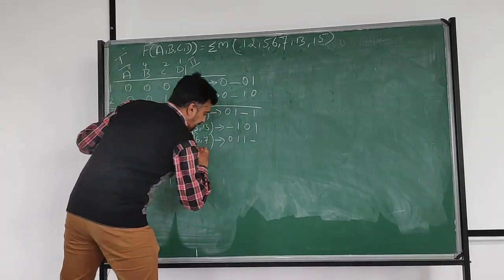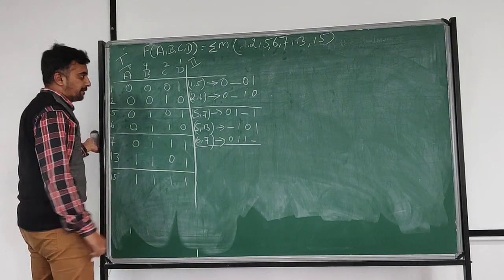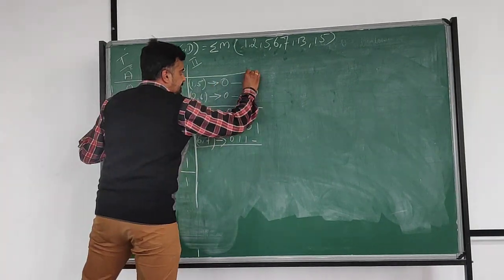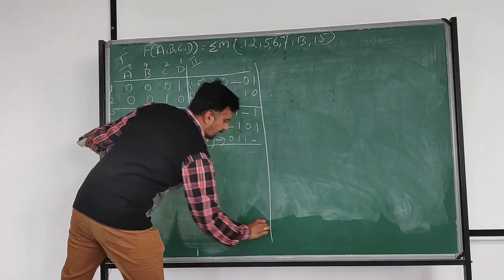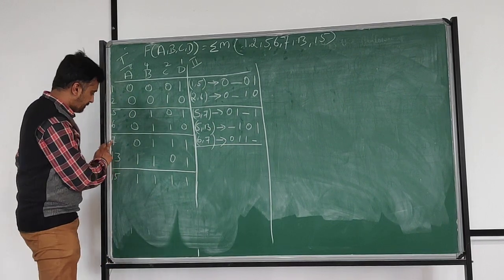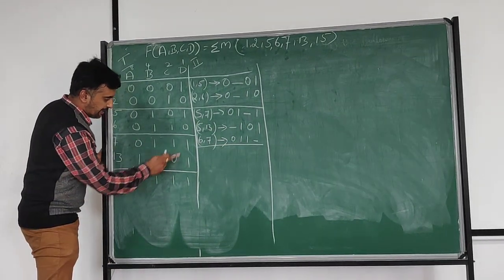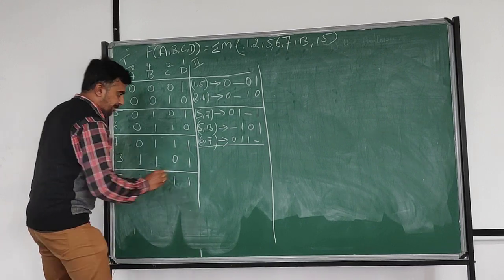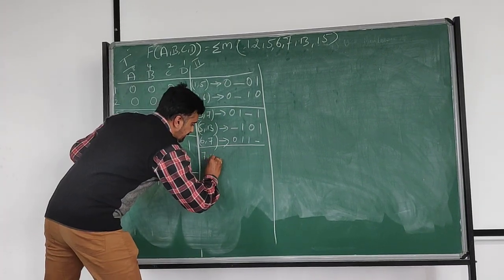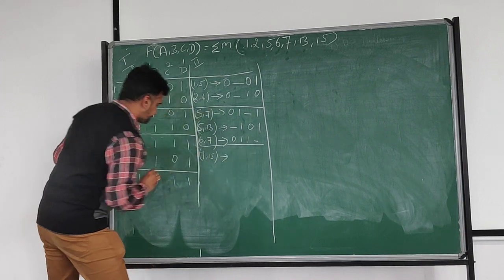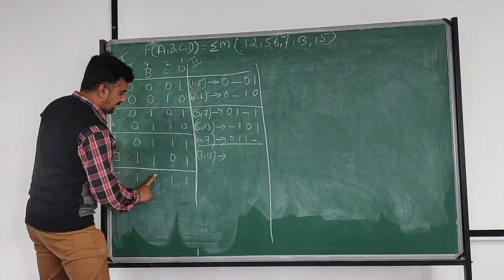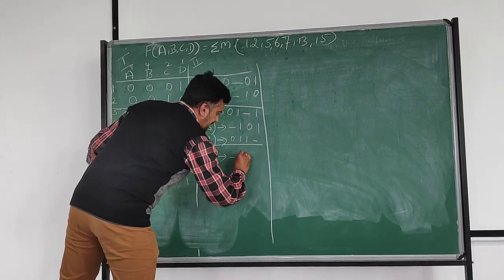So again you have to bifurcate. After bifurcating, next last step 7 15 and 13 15. You have to compare 0 1 1 1, 1 1 1 1. Only one change is there, that is 7 15. So that is dash 1 1 1, dash 1 1 1.